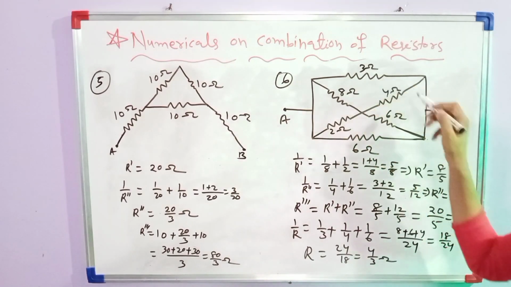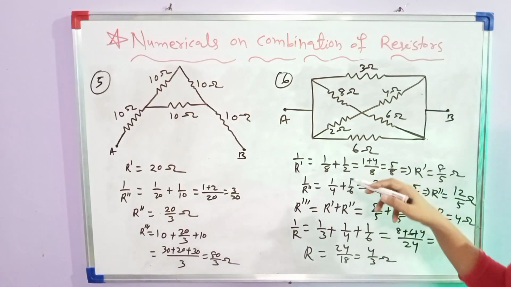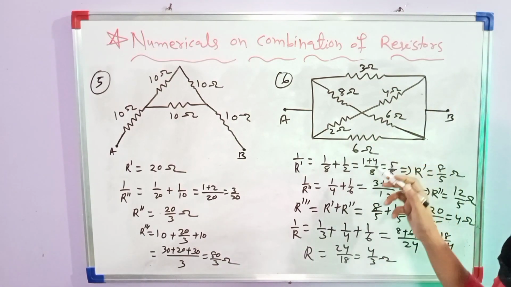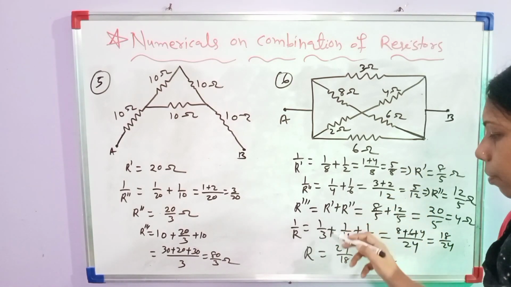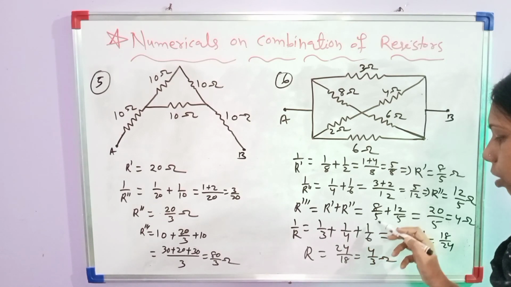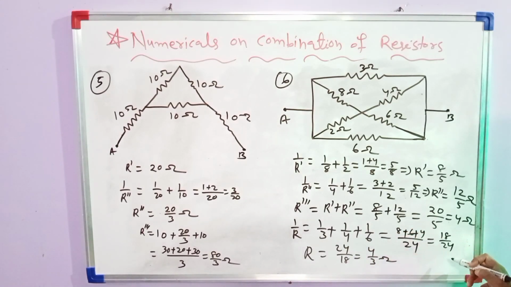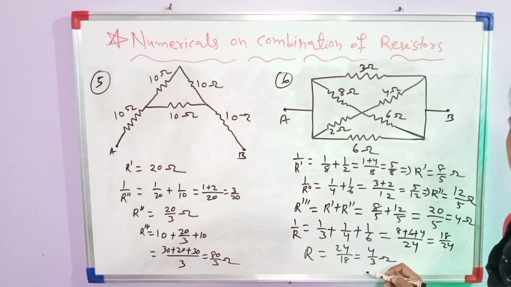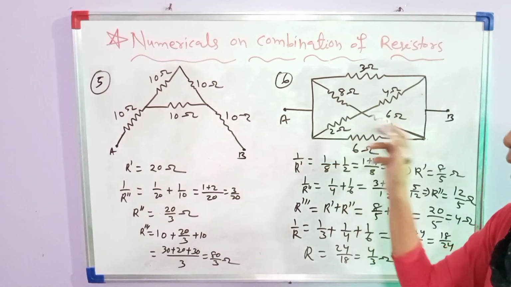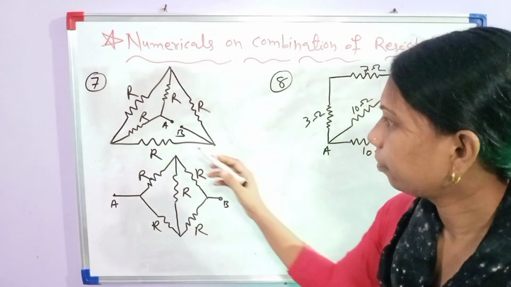Next, these 4 ohm, 3 ohm and 6 ohm are in parallel. Let the total equivalent resistance between A and B be R. So 1 upon R equals 1 upon 3 plus 1 upon 4 plus 1 upon 6 equals 18 upon 24. So R equals 24 upon 18 equals 4 upon 3 ohm, which is the equivalent resistance between A and B.